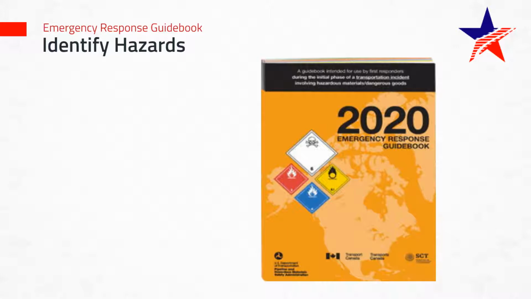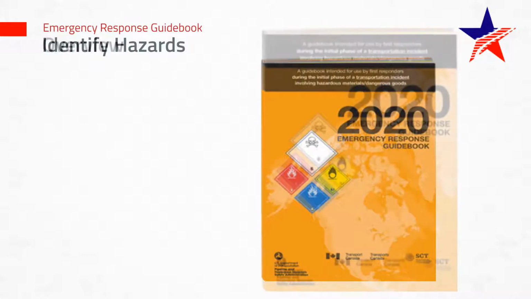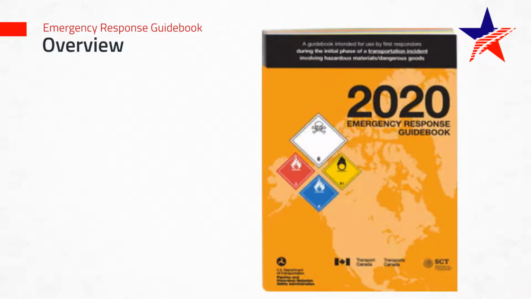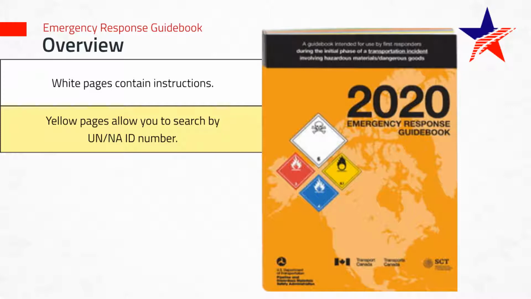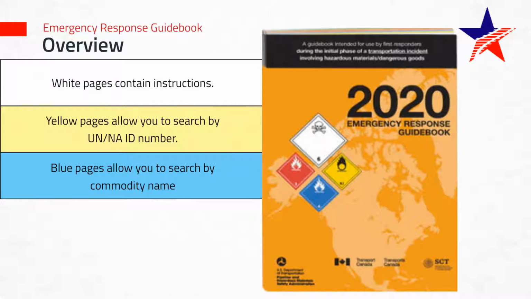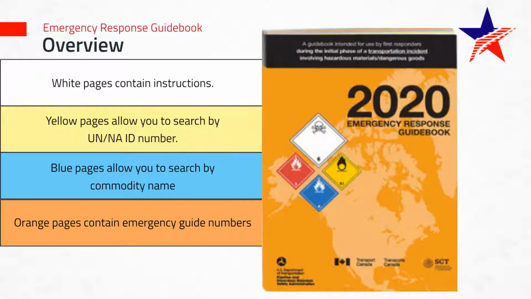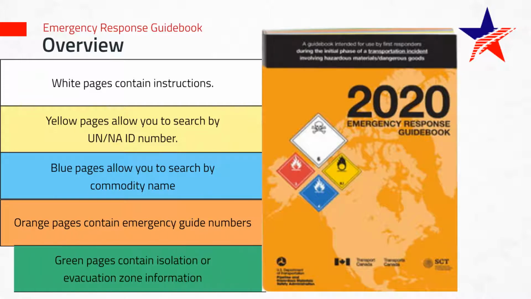We will now discuss how to use the ERG to ensure your safety and the safety of those in the vicinity. The first page of the ERG contains instructions on using the guidebook. The book is divided into 5 sections. These are white pages, which contain instructions and general information; yellow pages, in which you can search by UN/NA ID number; the blue pages allow you to search by a commodity's name; orange pages contain emergency guide numbers; and the green pages contain isolation or evacuation zone information specific to the commodity involved.